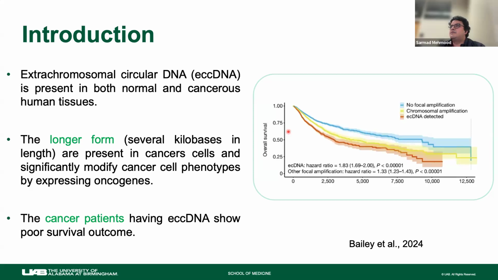These eccDNAs are present both in normal and cancerous human tissue. The longer form of eccDNA is known to harbor the cancer gene and attribute aggressive properties to the cancer cells. The cancer patients who have these eccDNA show poor survival outcome as compared to the patients who have no focal amplification or chromosomal amplification.